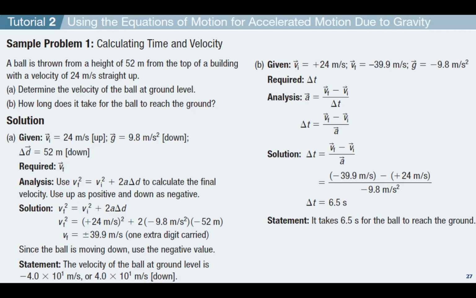So note here, if you use up as a positive direction, displacement is also negative, right? Therefore, we have two solutions, either Vf equals positive or negative 39.9 meters per second. Since the ball is moving down, we should keep the negative value. Therefore, we know the velocity of the ball at the ground level is approximately negative 40 meters per second.